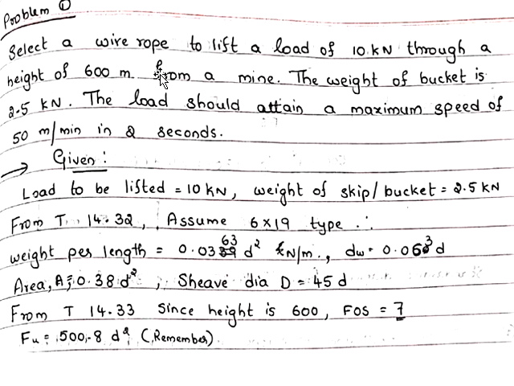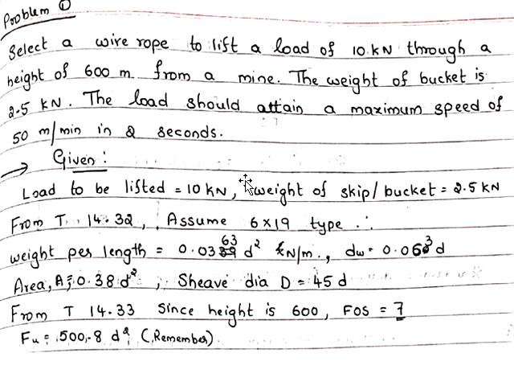Here the height of the mine is given as 600 meter. So the height of the mine will be equal to the length of the rope. And in the last sentence, the load should attain a maximum speed of 50 meter per minute. That means the final velocity is given and also the time is given. But the velocity is given in 50 meter per minute, so you have to convert that into meter per second.